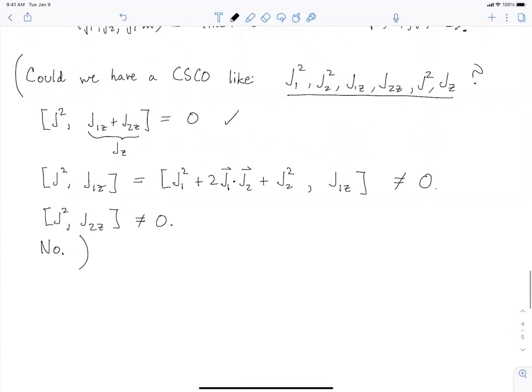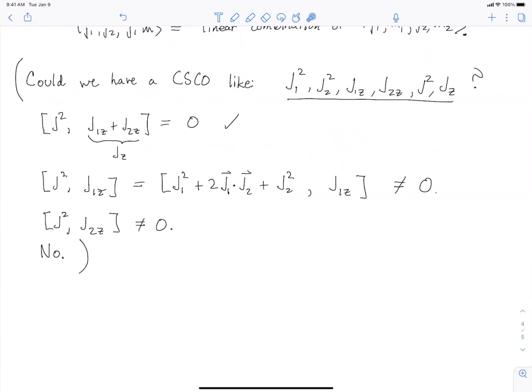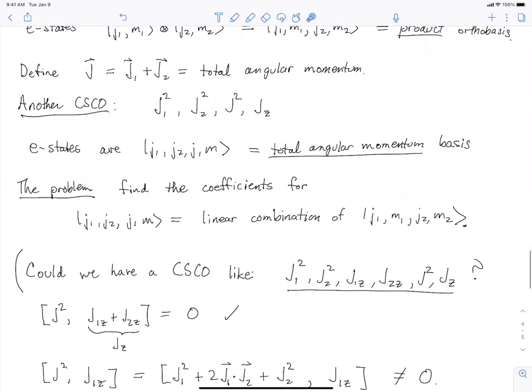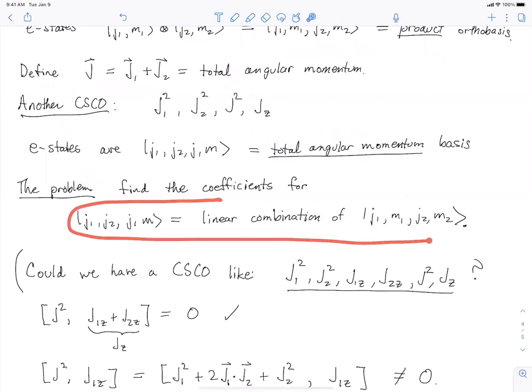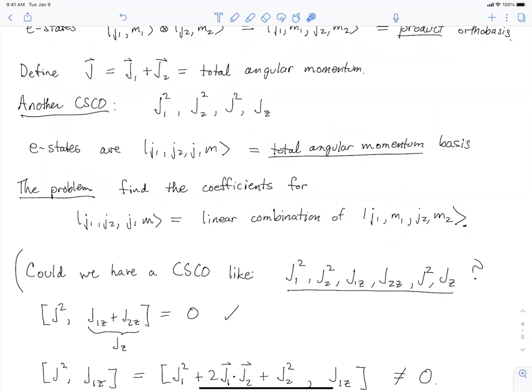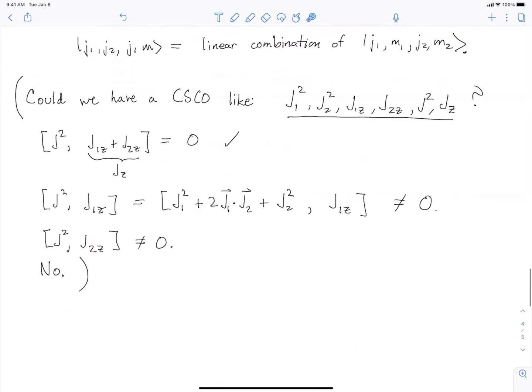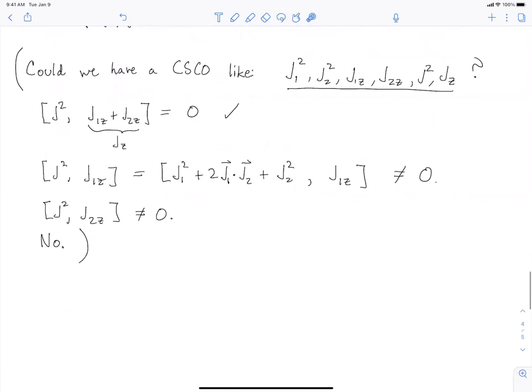So in some sense, it's too bad. If we could have a complete set of commuting observables with all 6 operators, then we would just use that and be happy and not have to worry about this problem of converting one to the other. But as things are in reality, they don't commute. They're not a complete set of commuting observables. And so we need to actually solve a problem.